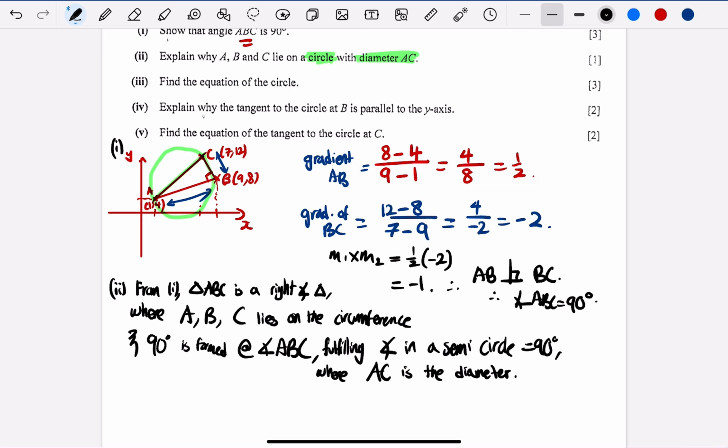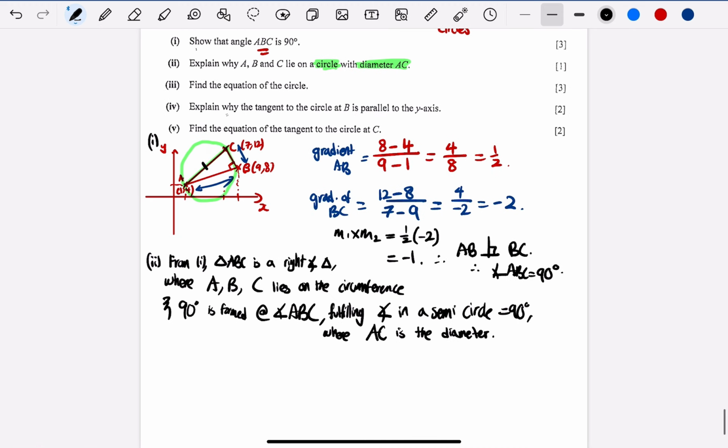Okay, part 3, they tell you to find the equation of the circle. This part is quite simple. We just need to find the midpoint here, because we already told you that AC is the diameter. So we find the midpoint between A and C.